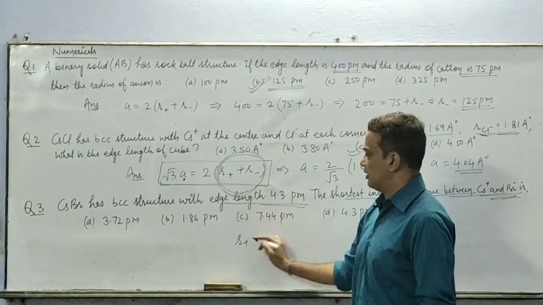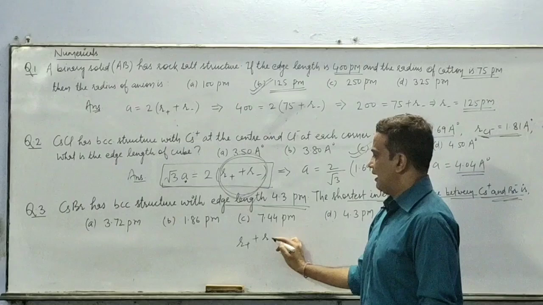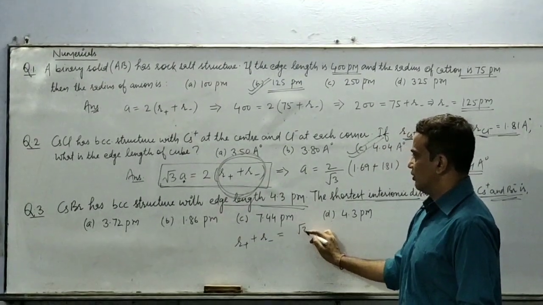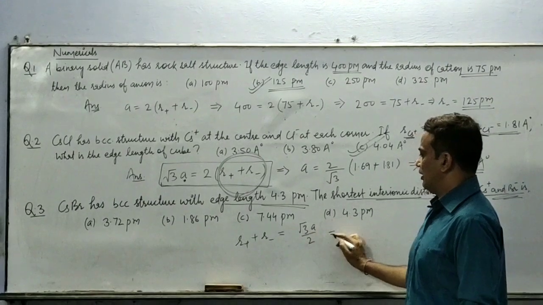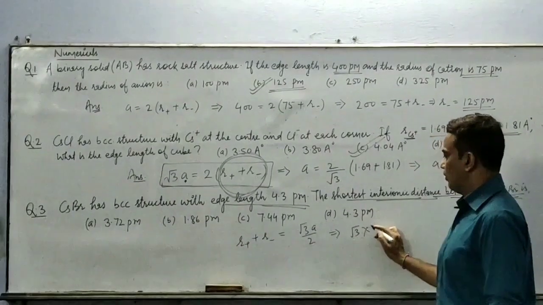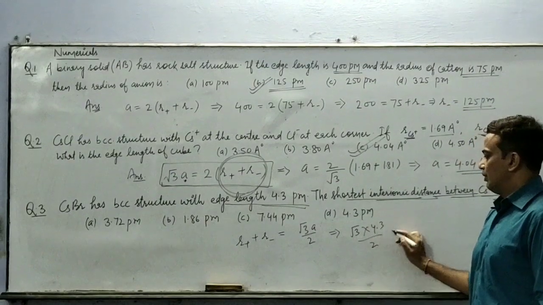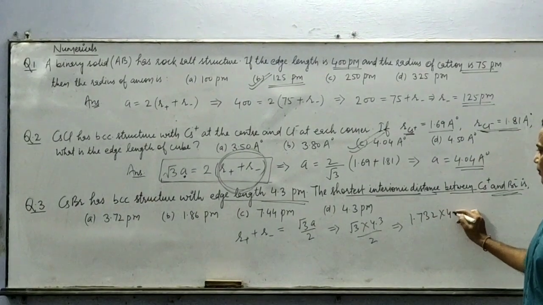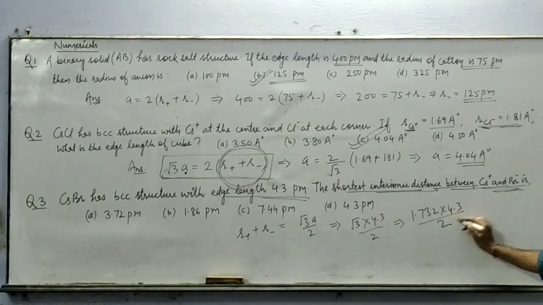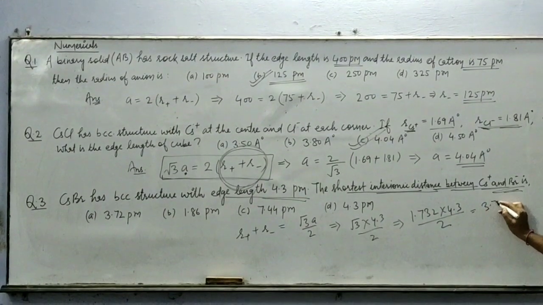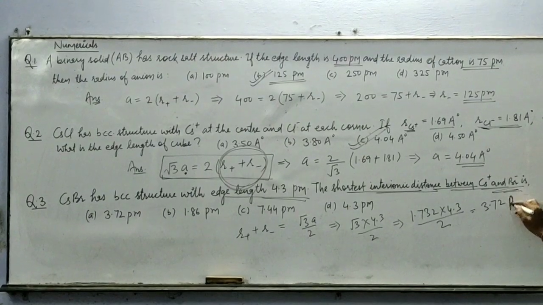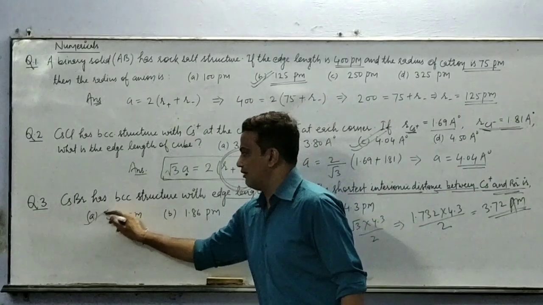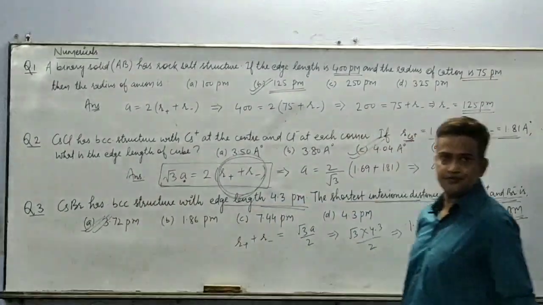So putting the value in this formula, for the third question, the sum of R positive and R negative is root 3a by 2, and A is given to you as 4.3. Putting the value, root 3 is 1.732 into 4.3 upon 2. Solving this, you will get your answer, 3.72 picometer. So the correct answer is 3.72 picometer.